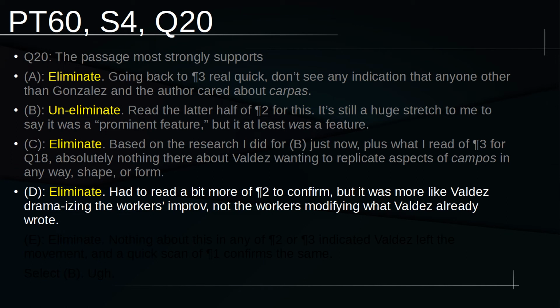Had to find where it was first of all. By this point, I've read about half the passage now in completion. I've read the latter half of paragraph 2 to do research on answer choice C. I've read paragraph 3 basically real quick, maybe 2 or 3 times at this point. Once for question 18, once again for answer choice A, and then again kind of reiterating for answer choice C.